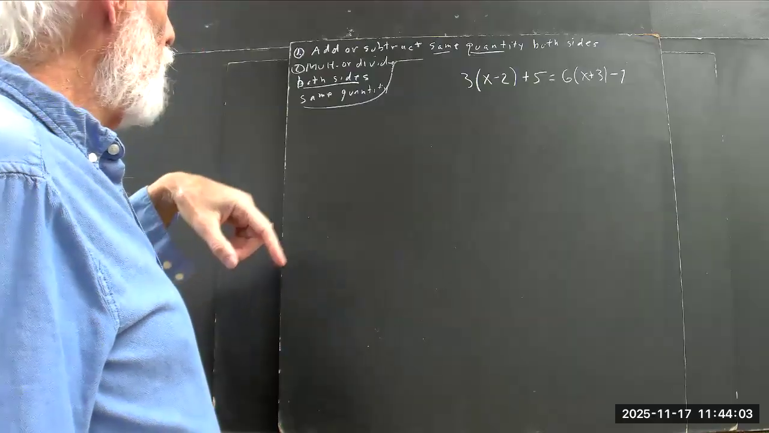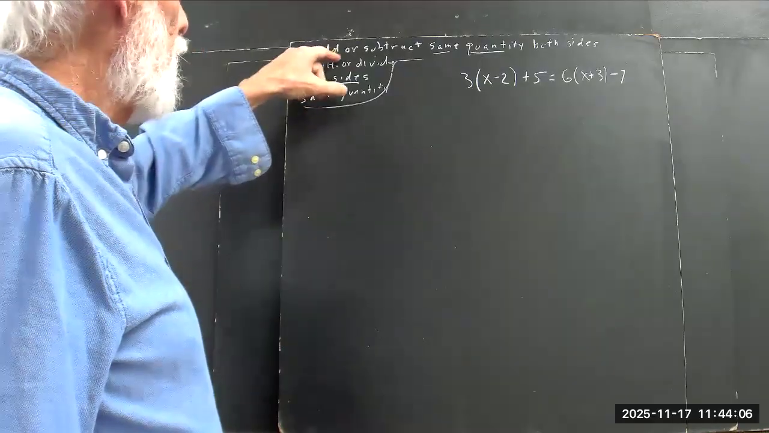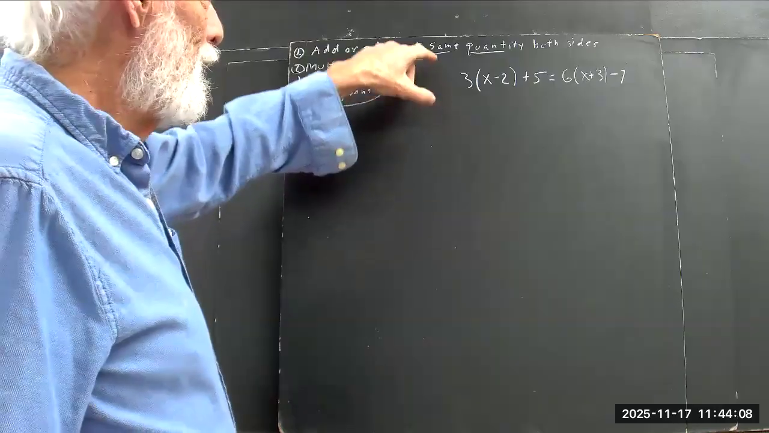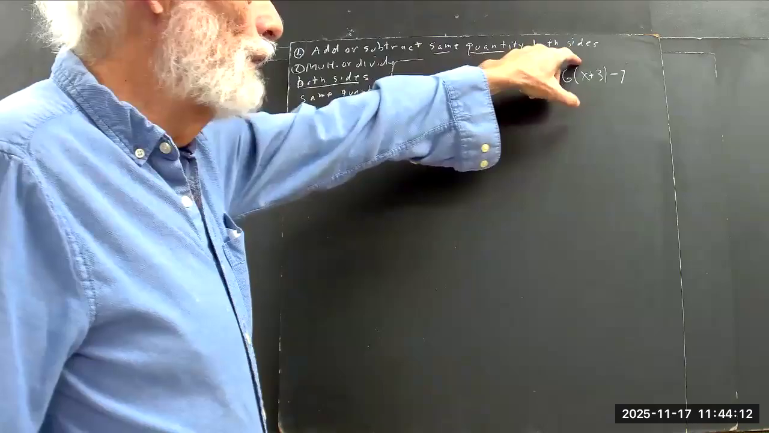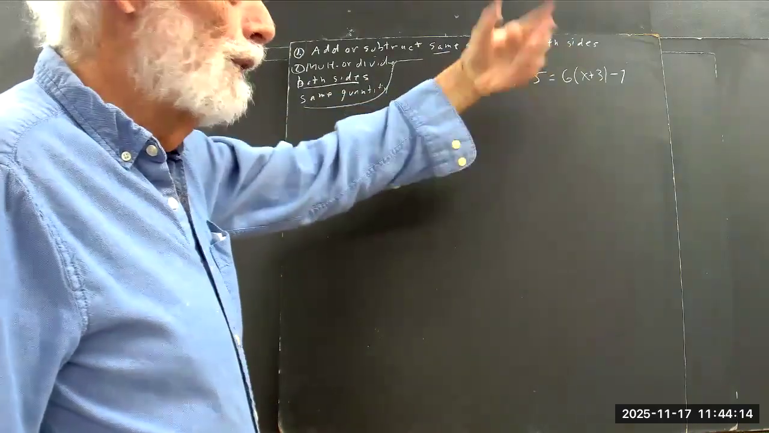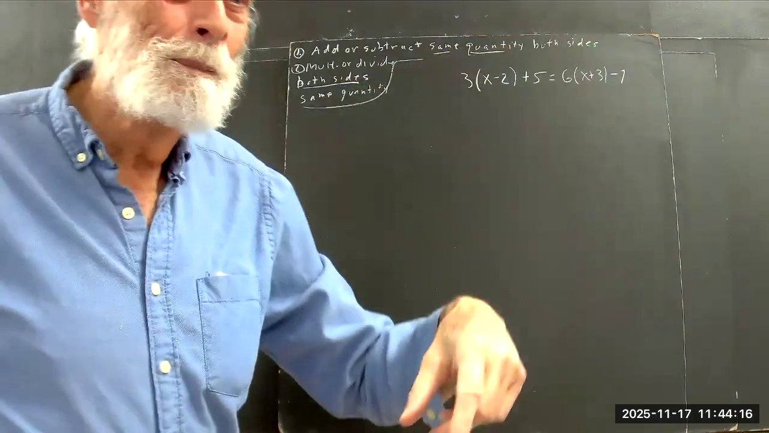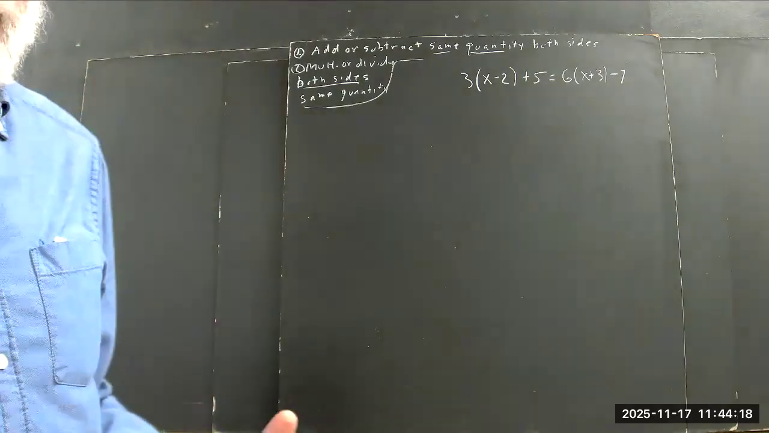Okay, you could abbreviate that. You could do add, comma, subtract, same Q both sides, or just QBS. No, you don't want BS in there. Okay, understand?